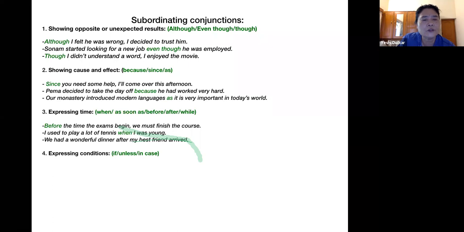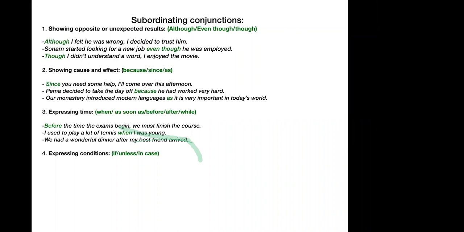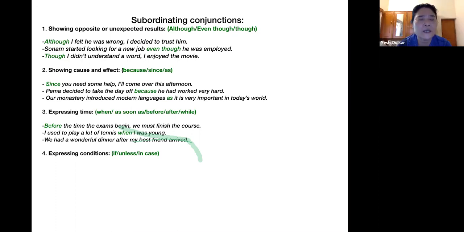Okay. All right. So those were examples of expressing time. When, as soon as, you know what, as soon as the rain began, all right, the match stopped. All right. As soon as the rain started, the football match stopped or ended. Okay. As soon as the match began or the rain started, the match stopped.